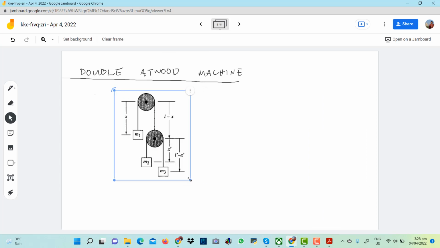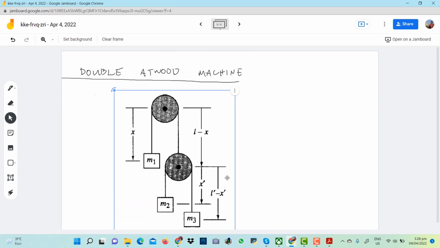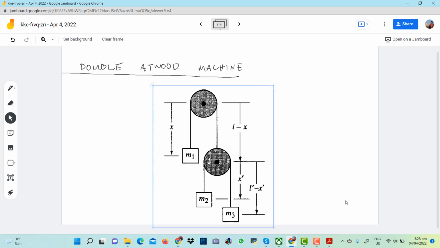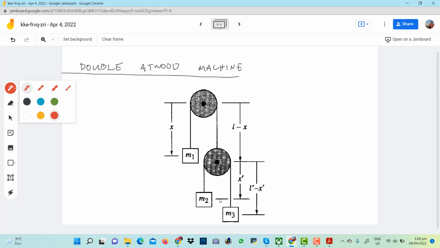So, in my simple example, I have a double Atwood machine. I have three masses, M1, M2, M3, attached to strings. The lengths are L and L prime. The length of this string is L here, and the length of this one is L prime. So, this is L prime.